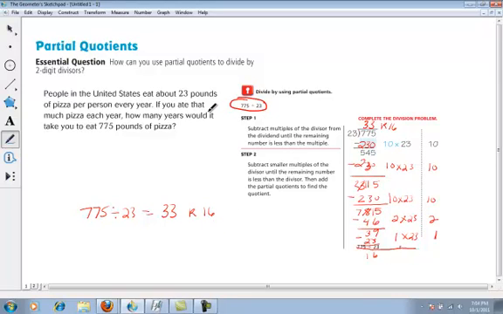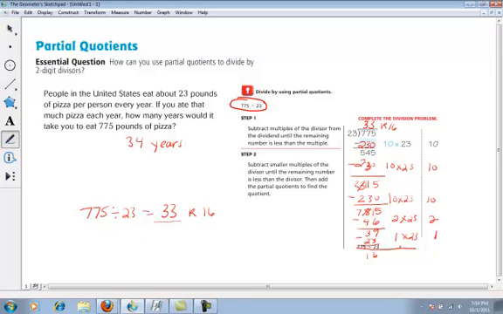So let's look at our question. If you ate that much pizza each year, how many years would it take you to eat 775 pounds of pizza? Well, I see that it's going to take me 33 full years, and then I'm going to still have 16 pounds I need to eat in the next year. So to correctly answer this question, I need to say that it's going to take me 34 years to eat 775 pounds of pizza. All right, you hung in there with me on that one.